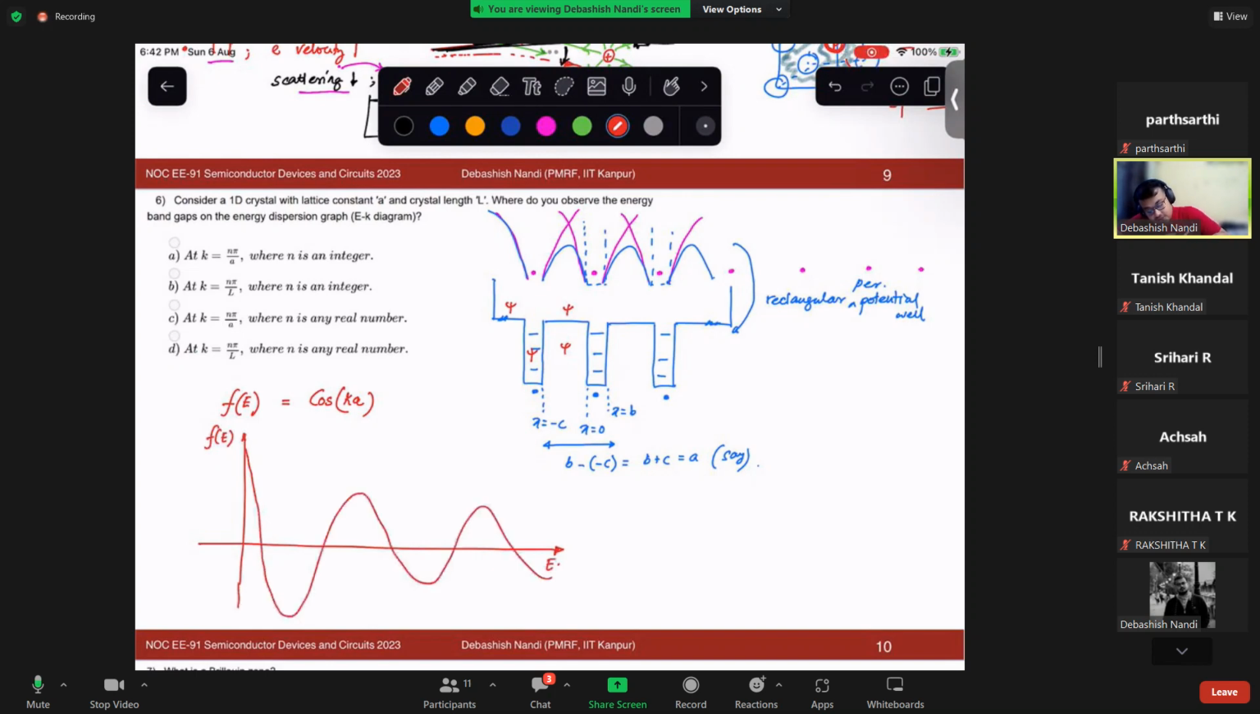As your cos, this right hand side lies below plus minus 1, so the solution must be lying below this plus 1 and this minus 1. So whatever is lying between this are the valid solution. Okay, and these are the invalid regions. This translates to the energy gap in the crystal.